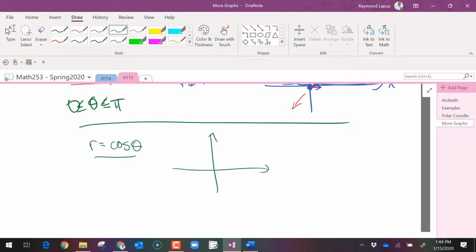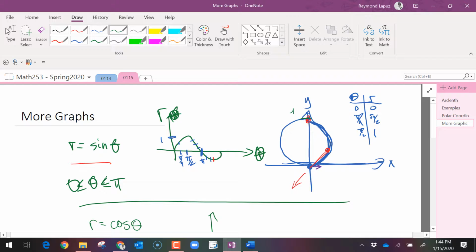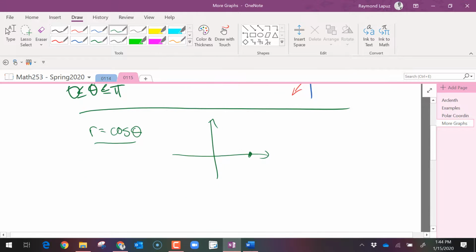So describe this to me. By the way, we didn't label this. This is 1, and the middle is 1/2. All right. Cosine? And at the origin, and then come back. So that's your cosine function. All right. So that's interesting. But now let's take a look at more interesting graphs.